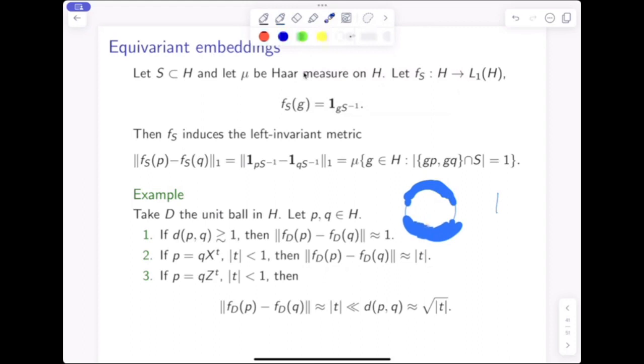So the distance between f of p and f of q is going to be on the order of t. But the problem is that because we're in the Heisenberg group, the distance between P and Q, the length of this z to the t, is on the order of square root of t. And when t is small, t is going to be much smaller than square root of t, and so this map is going to collapse vertical segments again. The problem is always that our maps collapse vertical segments. So how do we fix this? How do we construct a map into L1 with low distortion?